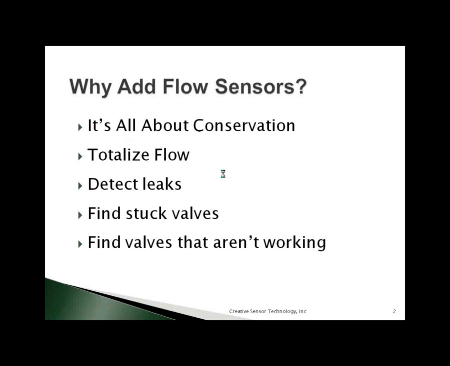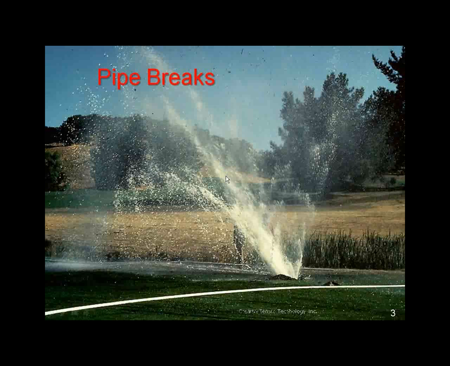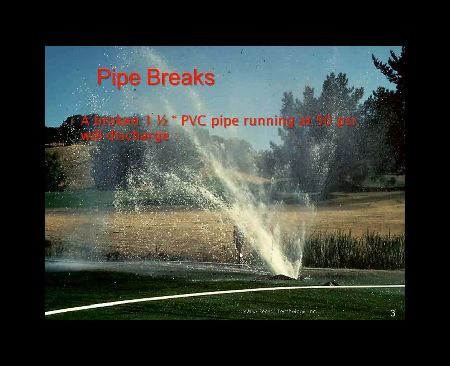Now, to give you a few graphics just for fun, let's talk about pipe breaks for a minute. This object down here in the bottom of the screen is a man standing there, so you can see the height at which the water is going. A broken 1.5-inch PVC pipe running at about 50 psi pressure will discharge something on the order of 10,000 gallons in 30 minutes' time.